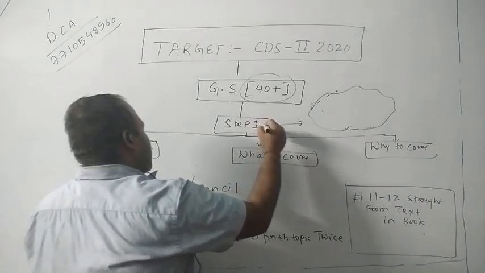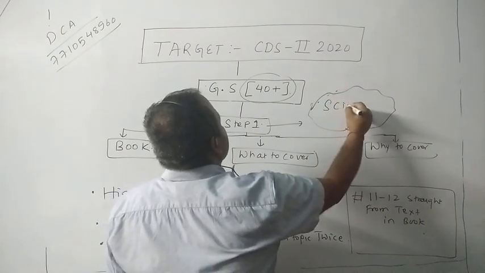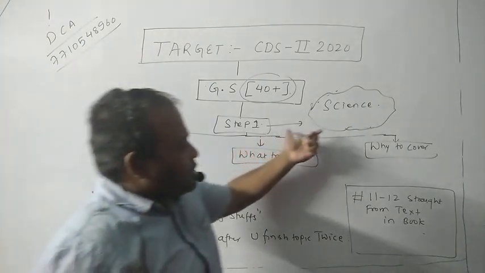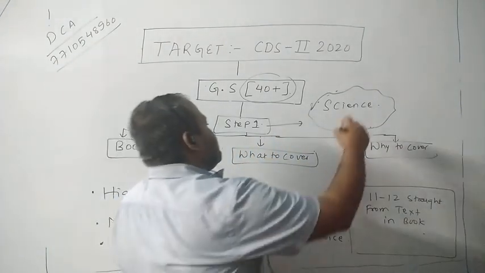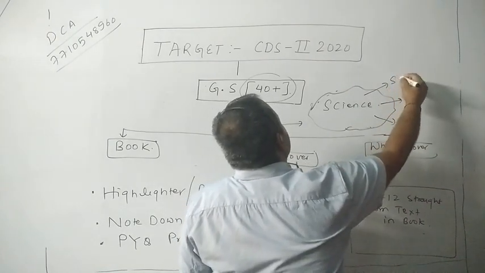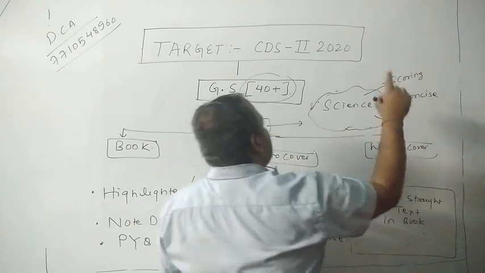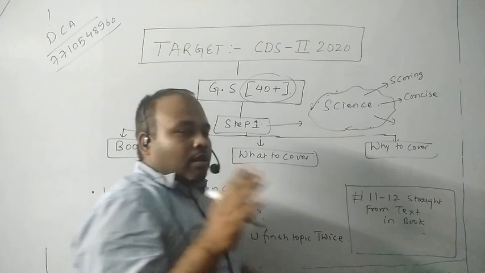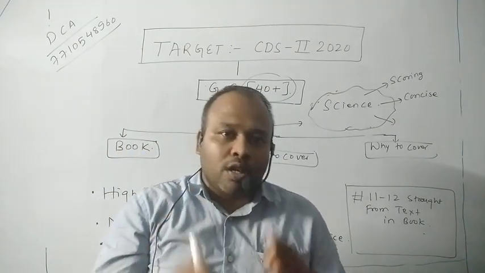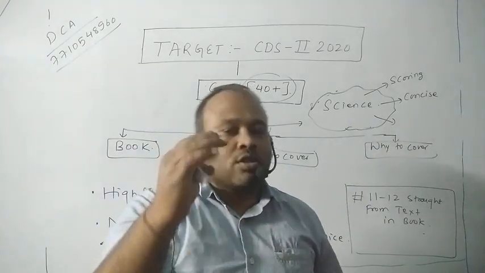And I would say that the first step you need to do is science, coverage of general science for CDS. Now, you would ask me why science, right? Because the importance of science can be understood by the number of questions. First, it is quite scoring. The syllabus is concise, completely specified. And last but not the least, you can easily pick up the books you need to cover this syllabus. NCERT PDF is available free of cost on the internet as well.